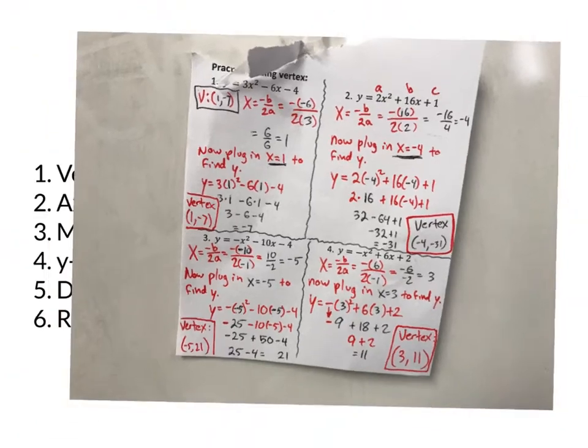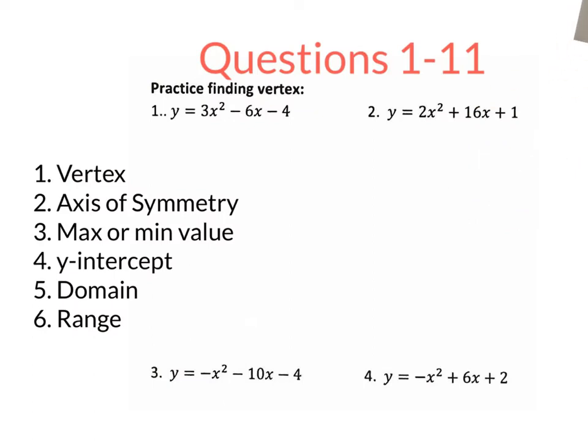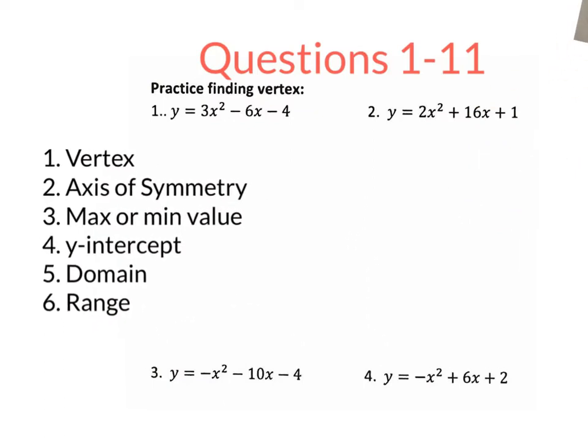Now, what do I mean by that? We went through and stated the vertex. We stated the axis of symmetry. We stated the max or min value, and then we said what that max or min value was. We stated the Y-intercept by setting x equal to 0. We stated the domain and the range. We stated everything to know about a parabola just by looking at the parabola and calculating the vertex.